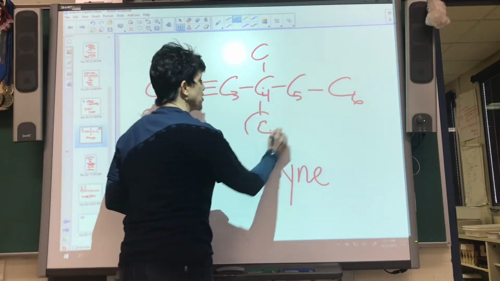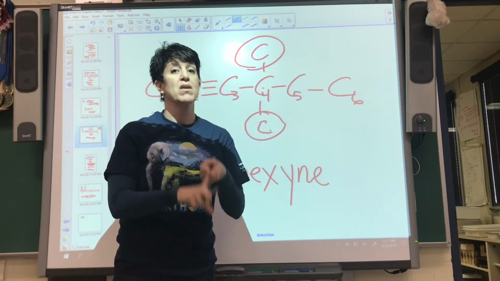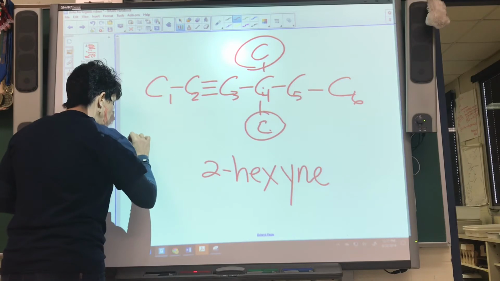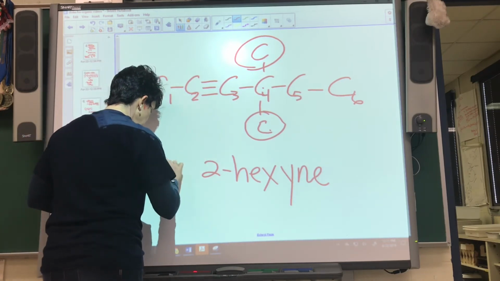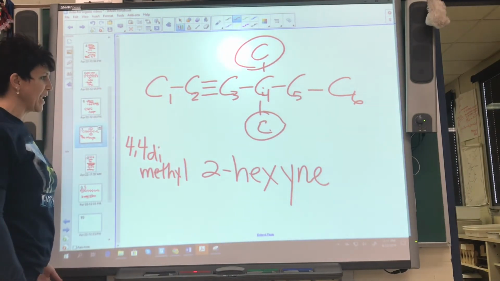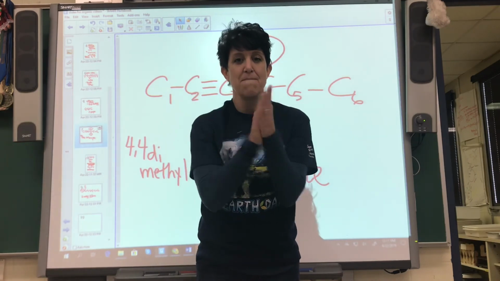I have 2 branches, here and here. The 2 branches are both the same. They're both methyls. They're both coming off of carbon 4. So 4,4-dimethyl-2-hexyne. There's my name. All right, if you need more practice, there's tons of it in the packet. Go to it.